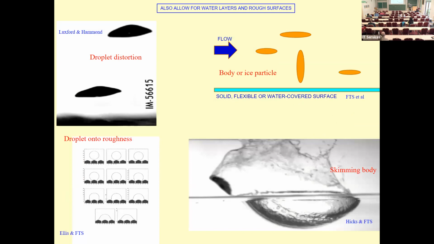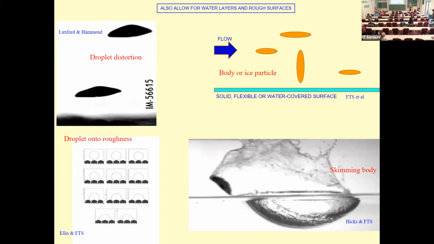There's also interest more recently in extending this to include water layers, the effect of water layers which form on the aerofoil surface or on the engine surface, and the impact due to droplets and solid bodies. These bodies can be ice particles, for instance. Many of them are thin, and they impact either on a solid surface or a water-covered surface in particular. So we'd like to try to model that in terms of mathematics.